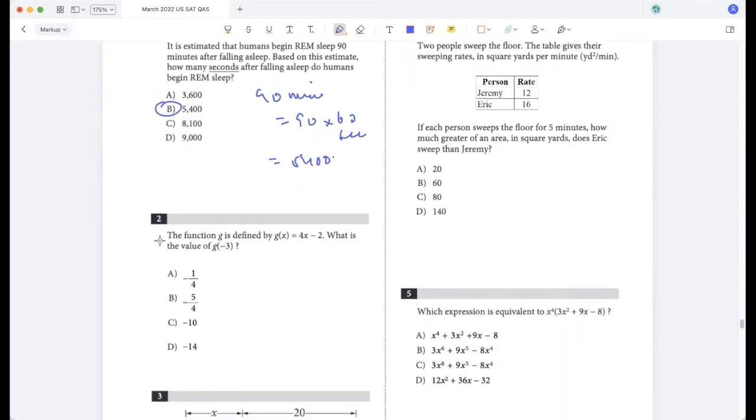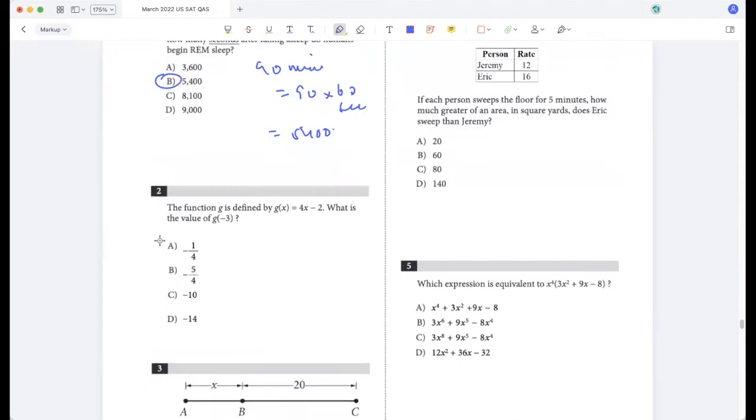The function g is defined by this. What is the value of g of -3? Which is 4 times -3 - 2, which is -12 - 2, which is -14.